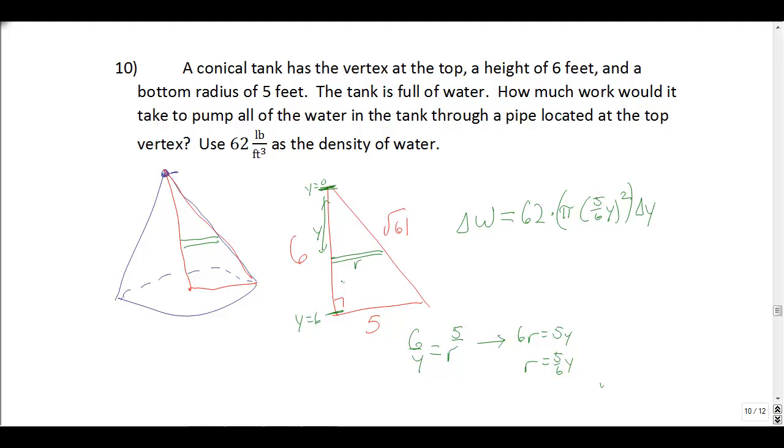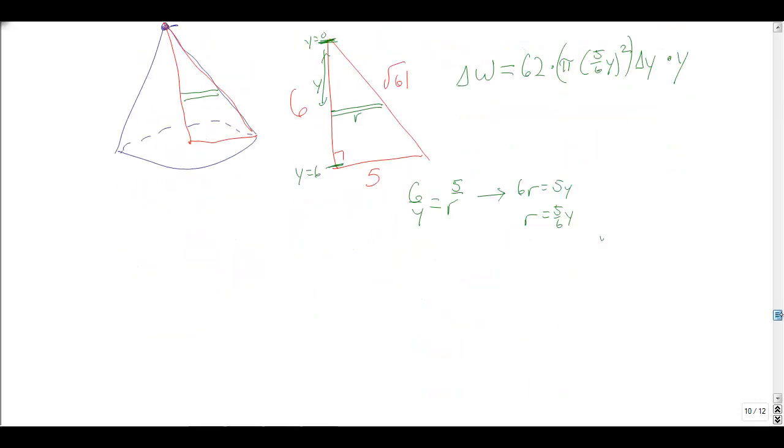The work is going to be the weight, which is really the force you need to apply to move it, times how far it goes. The distance it goes is actually y, because the distance to the top, which is where we're pumping it to, is y. So that's really our delta W here. That means our work is the integral from 0 to 6. We get 62 pi, and then 5/6 y squared, which is going to be 25/36 y squared.